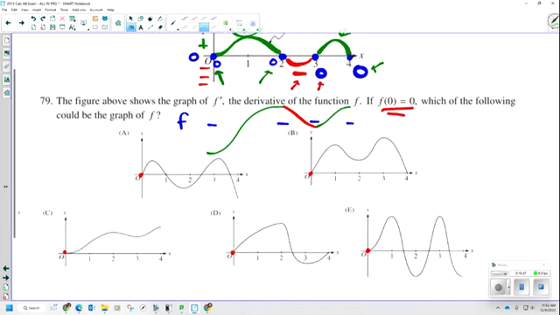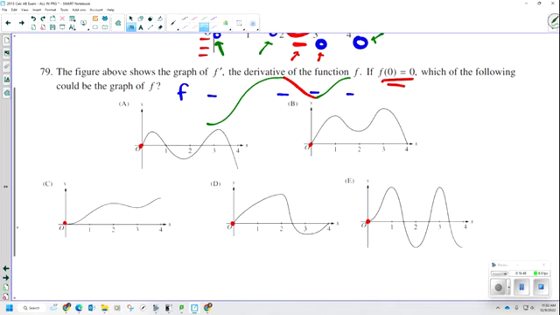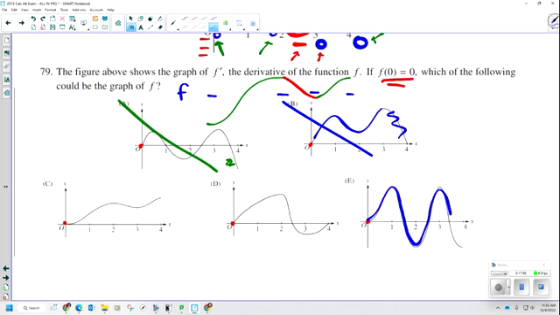So if I compare my graph, it's definitely not this one. It doesn't end like that. It goes up, down, then up, and it should stop. It doesn't have this. It's not this one. Up, down, then up. Well, it's going to go down again. So it's either C or D.